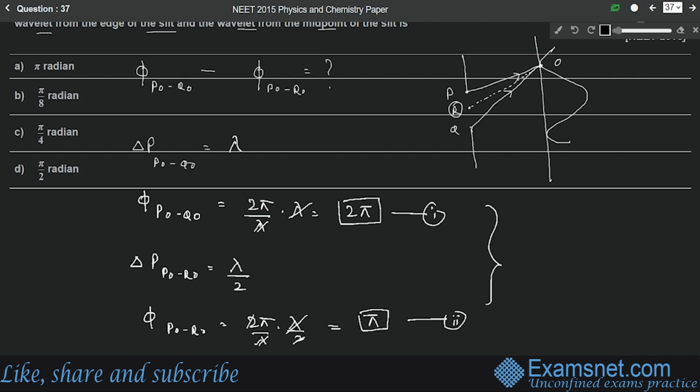Now we just have to find the difference between these two. So the phase difference between PO and QO minus the phase difference between PO and RO is equal to 2 pi minus pi, that means pi, and the unit will be radian. So pi radian will be the answer. Option number A will be the correct answer.